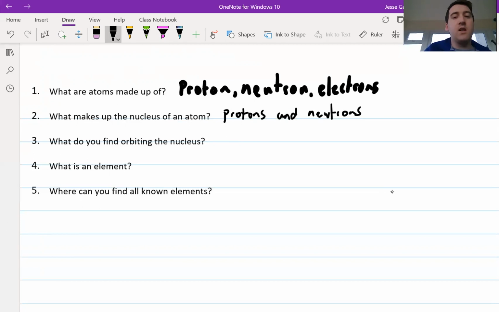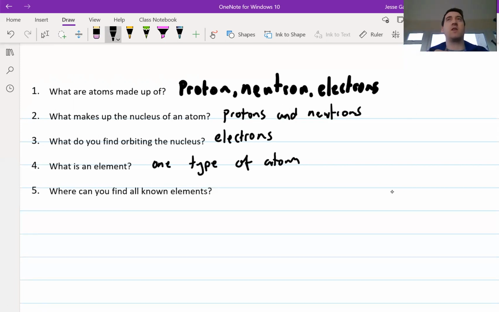What do you find orbiting the nucleus? Well, that would be the other subatomic particle, electrons. Again, if you're getting all these right, well done. You know your stuff. What is an element? So this is going back to the very first video on this topic. So what was an element? An element is made of one type of atom. Okay, so a substance made of only one type of atom, or all the same type of atom. So it's a piece of a substance and there's only one type, or all the same type, of atom in there. That's what an element is. So you have to have that phrase in your answer, one type of atom.